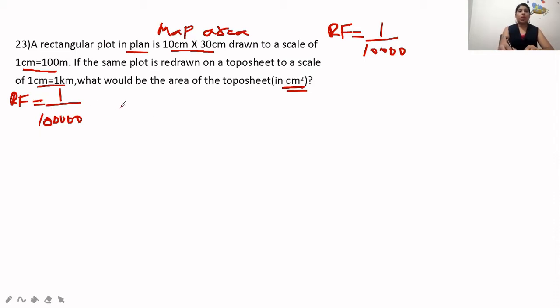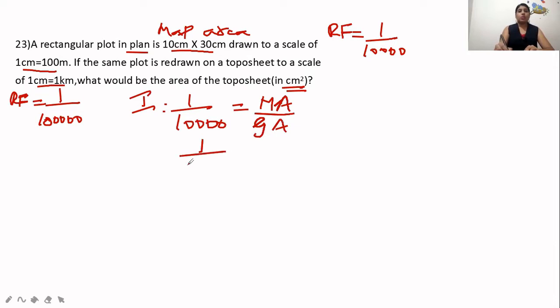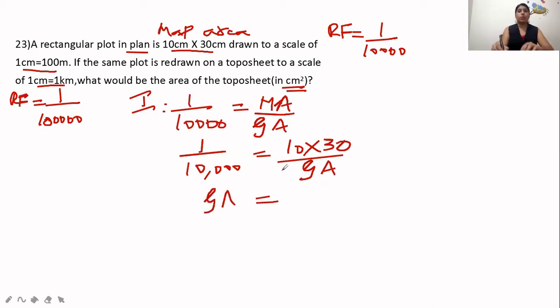So first, same way, what is our RF? In the first case, they have given the RF as 1 by 10,000. 1 by 10,000 is equal to map area divided by ground area. So the same 1 by 10,000 is equal to, what is the map area? It is given there, 10 into 30 divided by ground area. So we have to find the ground area here. So what will be the ground area? When you cross multiply, you will get the answer 10 into 30 into 10,000. So you will get the answer.